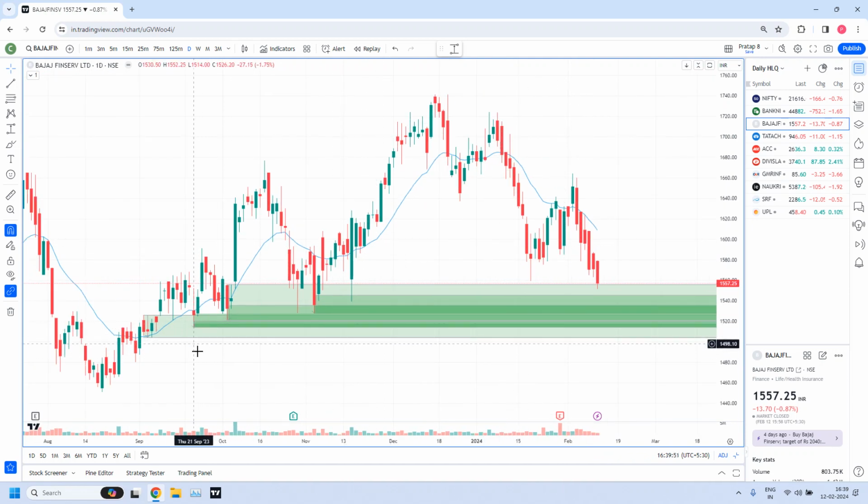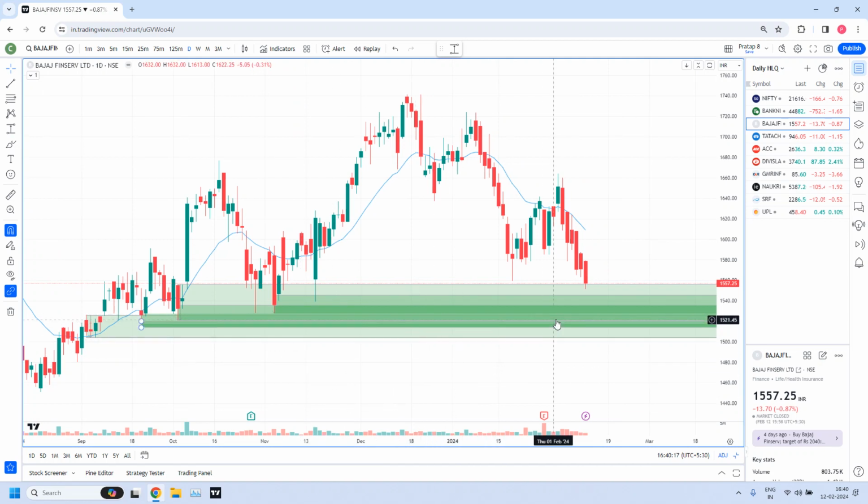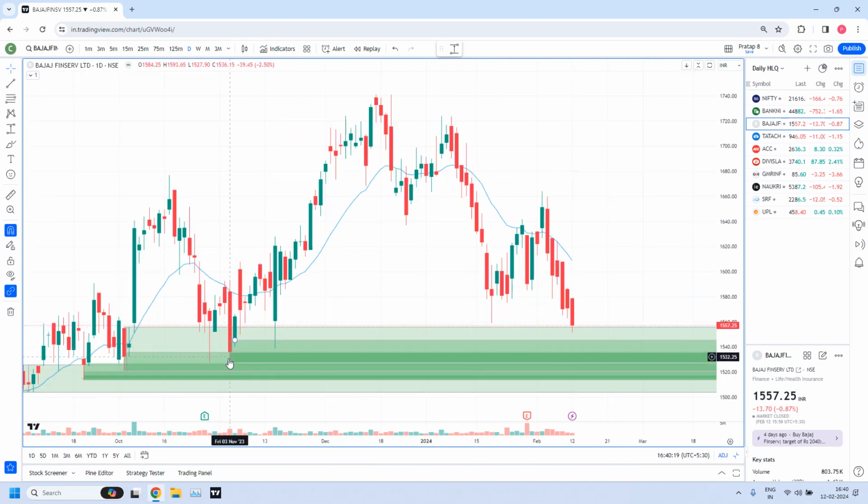In Bajaj Finance, we already have a high liquidity zone: drop, base, rally. Below that there is one more high liquidity zone: rally, 1, 2, 3, 4 base candles, and again a rally. And both these zones are overlapped. That means LOTL, two high liquidity zones overlapped with each other. Both are high liquidity zones. We were looking for a trade in this area.